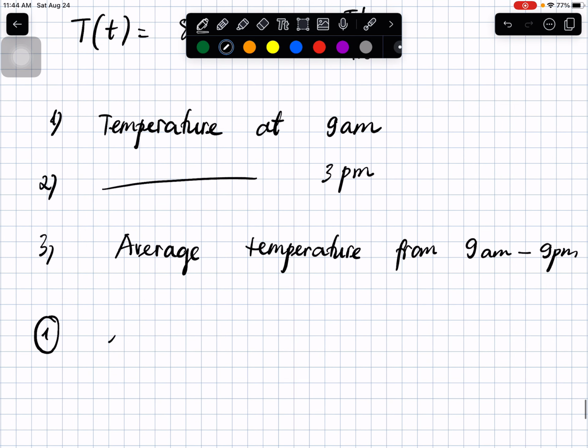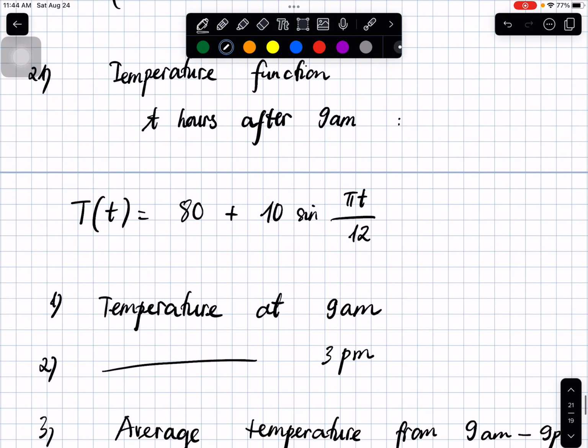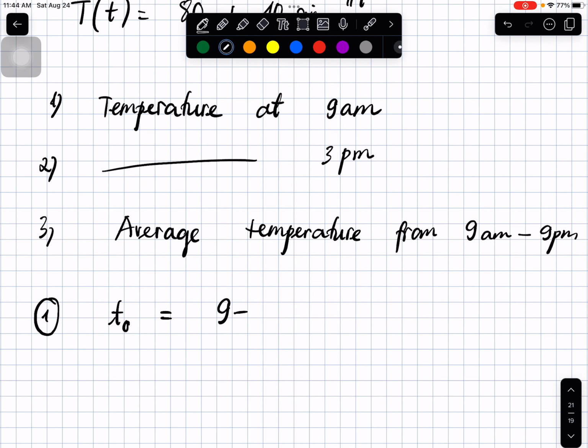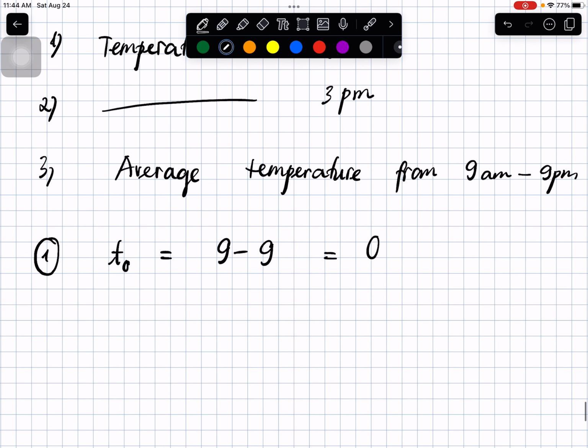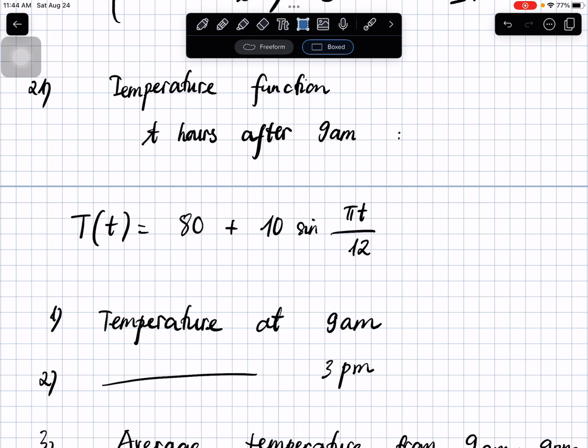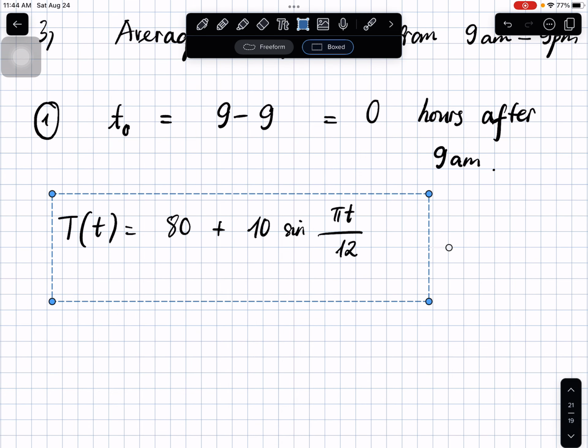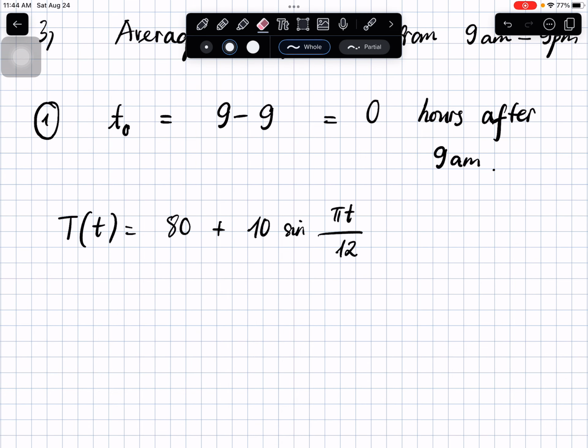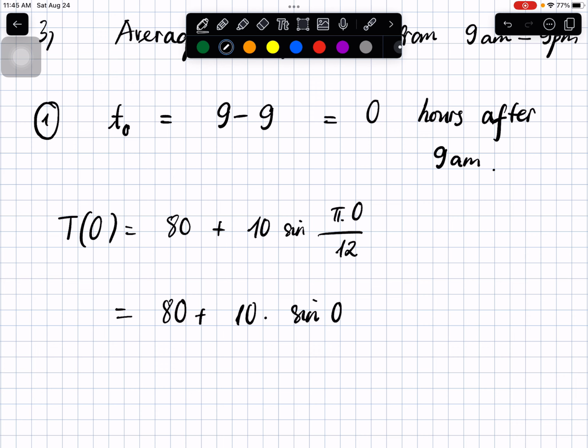Then T0 is how many hours after 9 a.m. This is 0 hours after 9 a.m., right? So it is 0 hours after 9 a.m. So just plug into this formula. T0 equals 0, so we have 80 plus 10 sine of 0, right? Sine of 0 is 0, so this is 80 degrees.